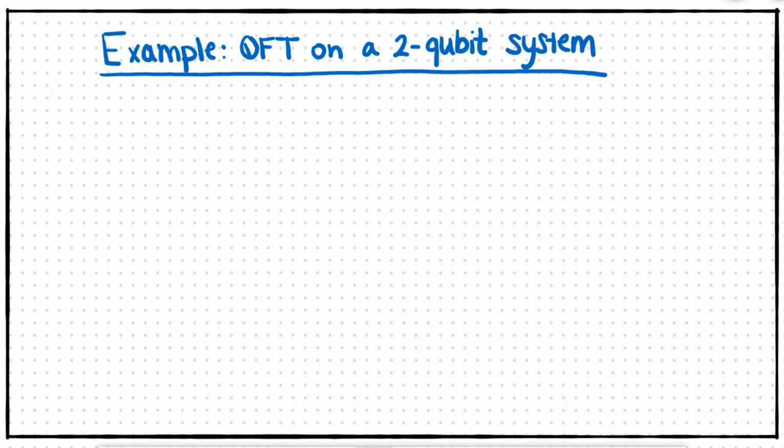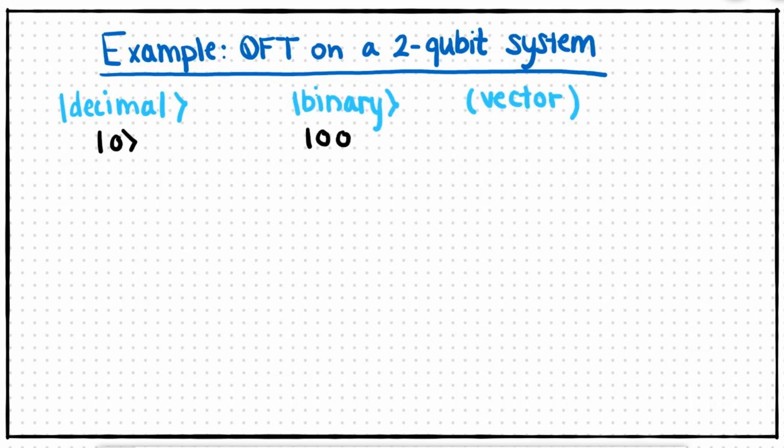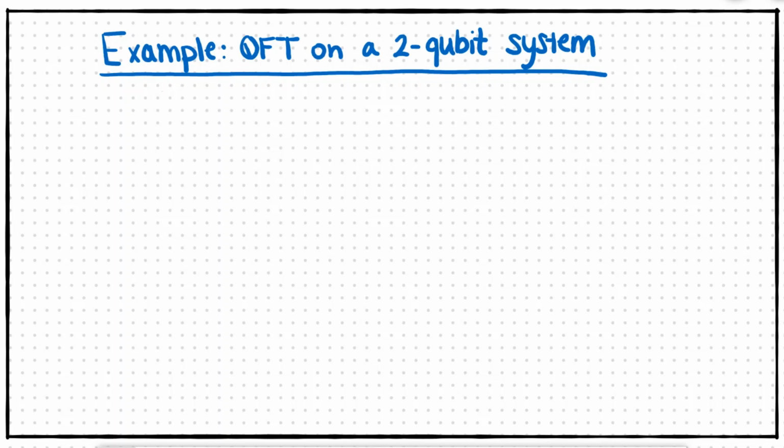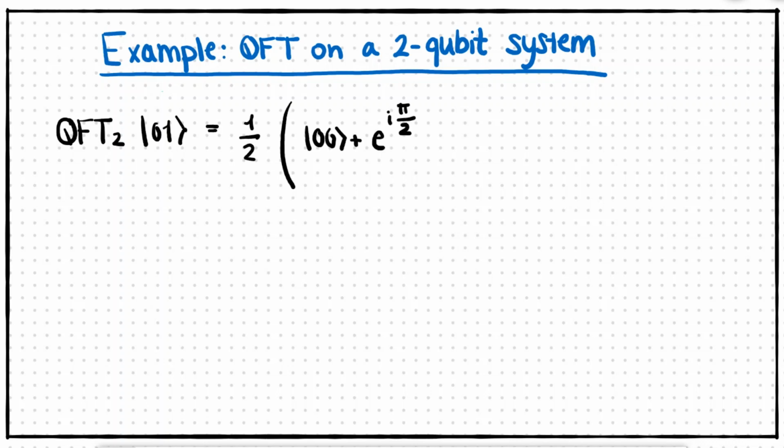Now we want to observe the effect of the QFT. To do so, we will show an example using a 2-qubit system. We can write the possible states using a 2-qubit system in 3 ways. With the bracket notation, we can either use decimal or binary, and we can also use vector representation. First, we will apply QFT on the 0-1 state. Following the formula that we have presented previously, we get the following result.